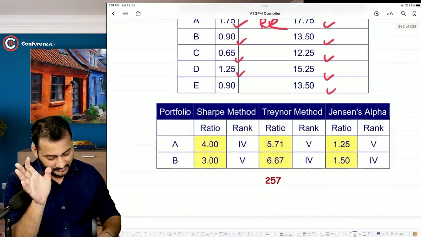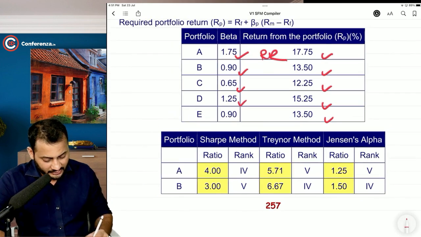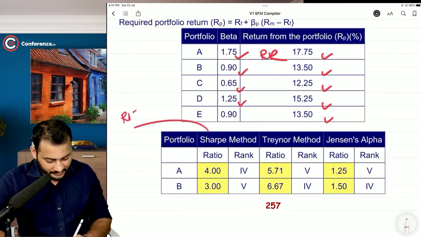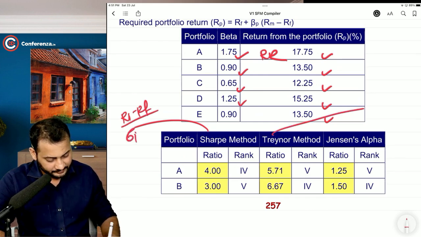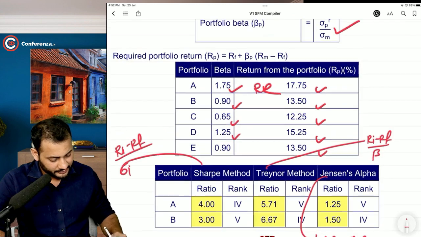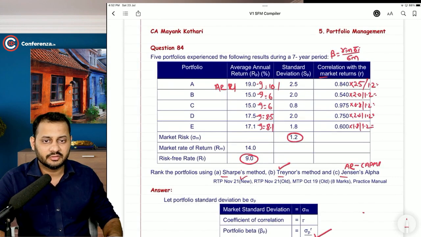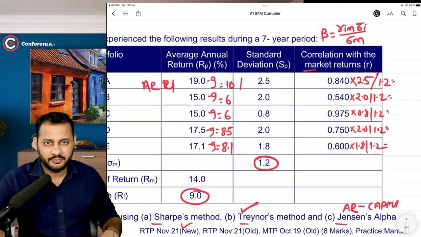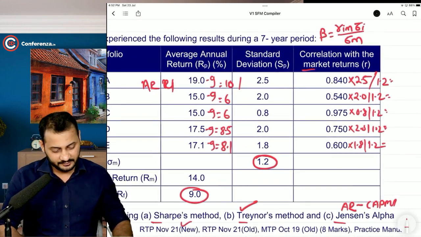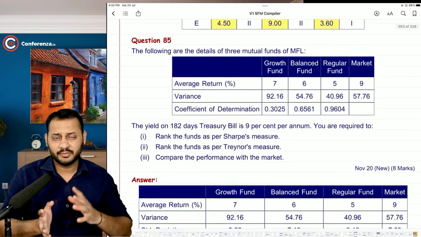Okay, can you calculate these ratios easily? Sharpe ratio, Treynor ratio and Jensen's alpha. What is the formula for the Sharpe ratio? Ri minus Rf divided by standard deviation of i. Treynor: Ri minus Rf divided by beta i. And Jensen's alpha: actual return minus required rate of return. This is the required rate of return in this column. Actual returns are given in the first column. It's just the repeat procedure from the first 2 questions. Okay, let's move ahead. Nothing more to learn in the previous part.